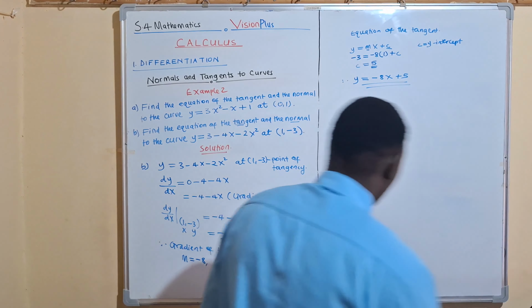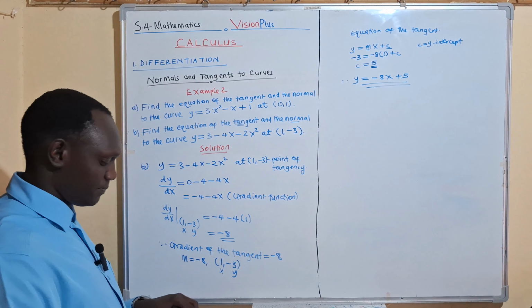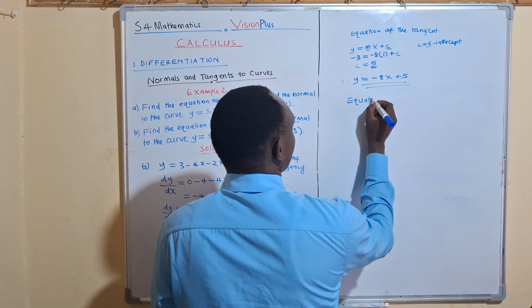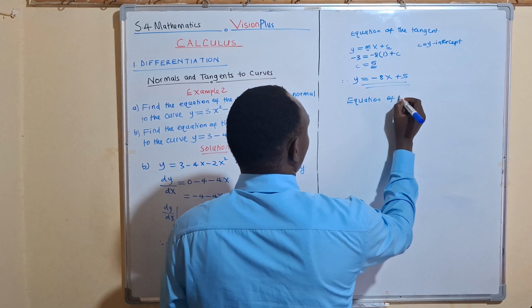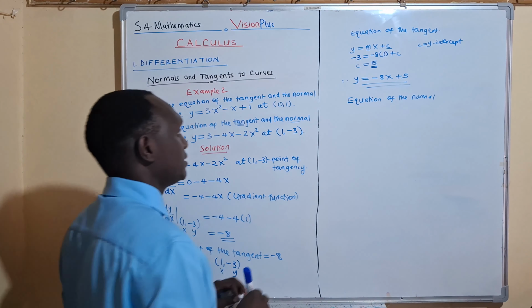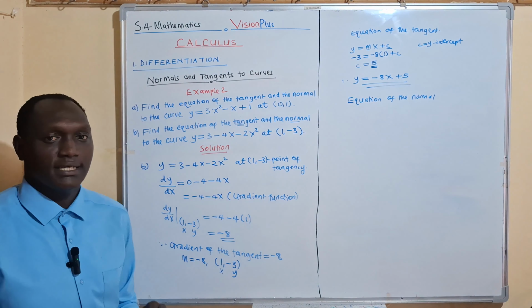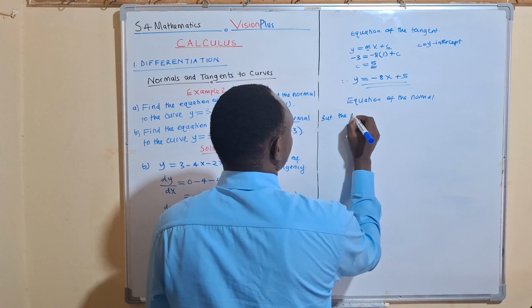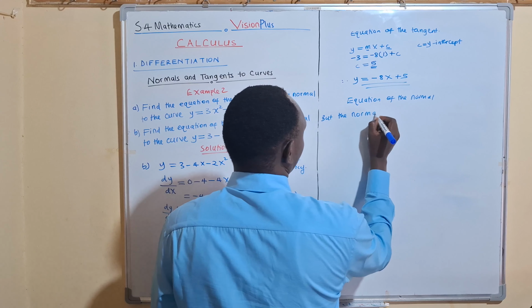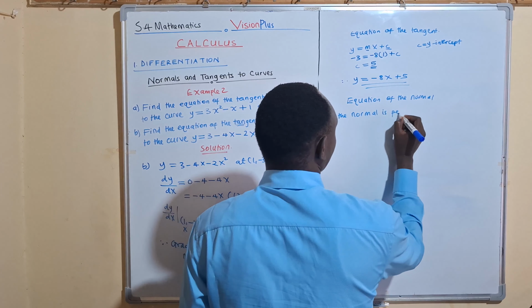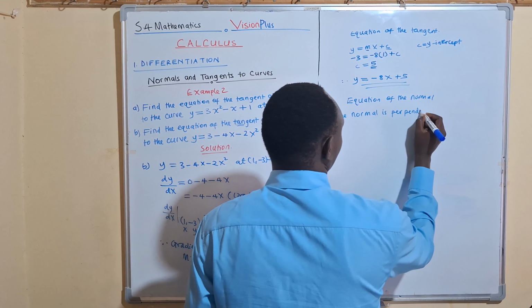Now, we need to find the equation of the normal. So, going to the equation of the normal, what do we know about the normal and the tangent? The normal is perpendicular to the tangent. This is just for your consumption, but you may leave it out. The normal is perpendicular to the tangent.